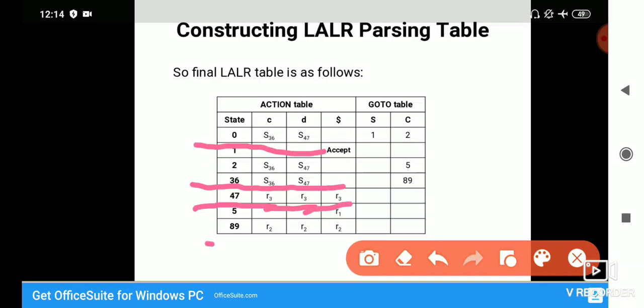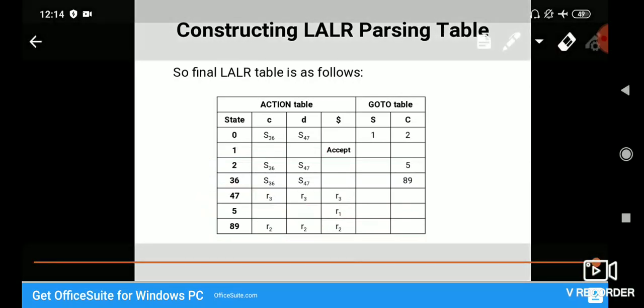Similarly, in 8 9 also, if you observe, the 8th and 9th rows have been merged together and written as 8 9. In the 8th row only these two entries were there under C and D, and in the 9th we had R2. So these two have been combined together. Similarly, you can see for the 2nd also. Here it is written S36 S47.